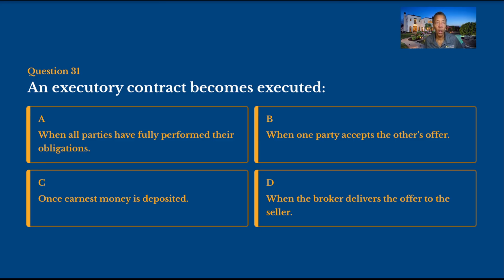Question number 31. An executory contract becomes executed. A, when all parties have fully performed their obligations. B, when one party accepts the other's offer. C, once earnest money is deposited. And D, when the broker delivers the offer to the seller. Guys, easy peasy. This is like, thankfully, the gimme question, right? The low-hanging fruit. It's going to be easy here: when all parties have fully performed their obligations. So we say at closing most often.